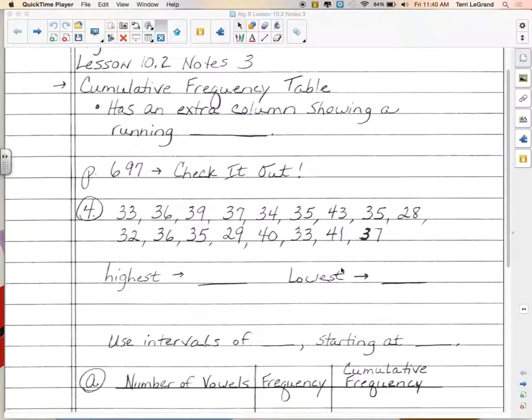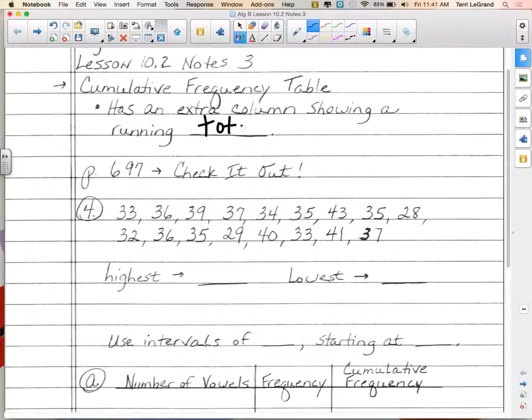A cumulative frequency table, we have to know what that means. We know what a frequency table means, right? We have intervals, and within that interval, we say how many data pieces showed up in that particular interval. So we're counting the frequency of it occurring. Well, if we have a cumulative frequency table, there's an extra column, and it is showing a running total.